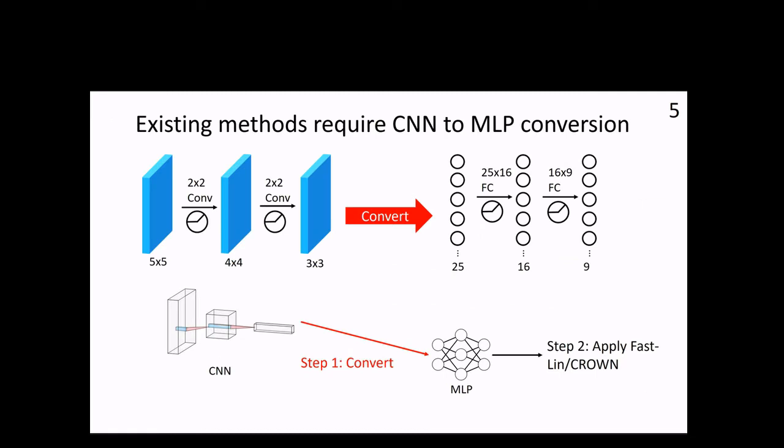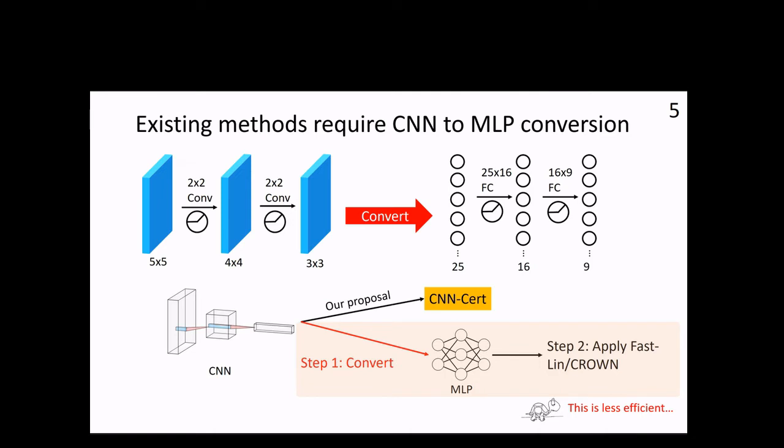Next, I will go through how existing methods handle CNNs. Existing methods require converting CNNs to the equivalent MLP. In this example, this requires converting a small 2x2 convolution into a much larger fully connected weight matrix. This has two computational disadvantages. First, storing these larger fully connected weight matrices requires more memory, and operating on these larger weight matrices requires more time. This makes this pathway less efficient.